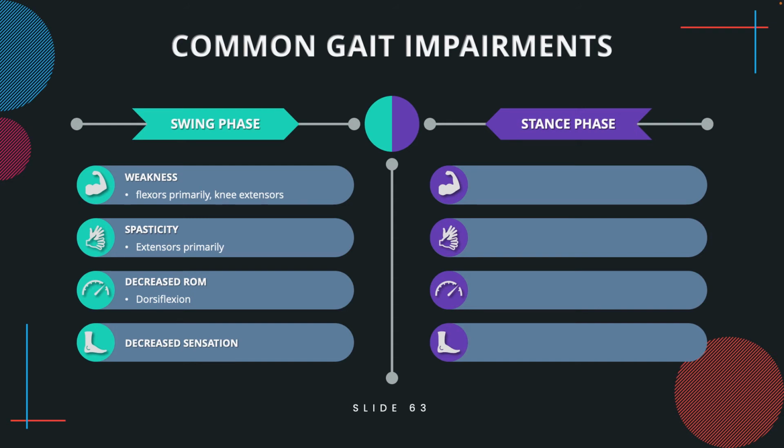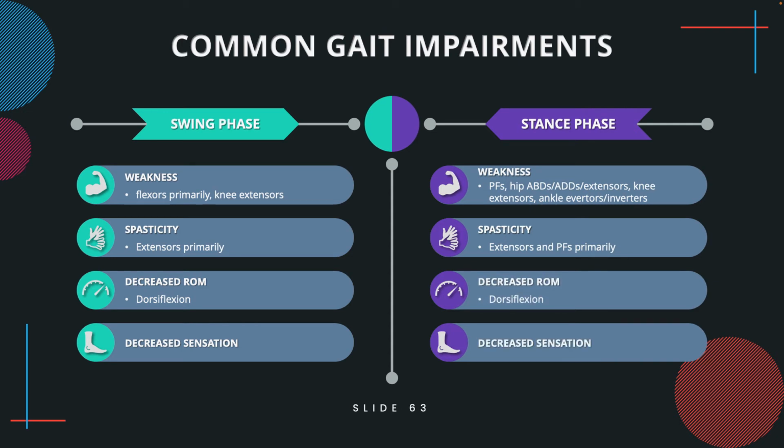Decreased range of motion. The most common issue that we see is decreased dorsiflexion, and so that's going to affect your swing limb advancement because the person's not able to clear their foot through. And then decreased sensation is going to affect their timing as well as their foot placement as they start preparing for initial contact. So now we'll look at our stance phase.